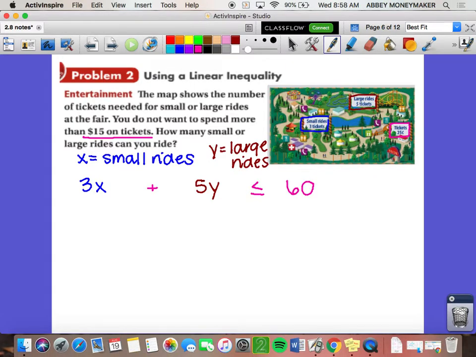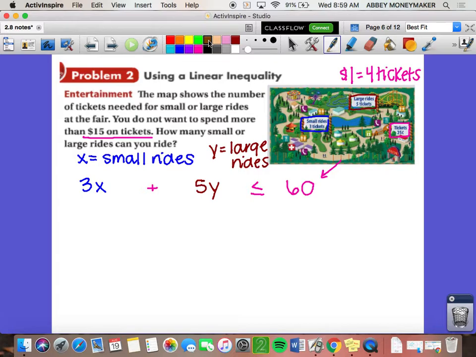So for every dollar, you get 4 tickets. So that's why you would have a total of 60 tickets if you spent $15. Okay. So $1 equals 4 tickets, and you have $15. So that gives us a total of, that's where my 60 is coming from. You have 60 tickets if you're going to spend less than or equal to $15. So from here, this goes back to what we did just the other day.